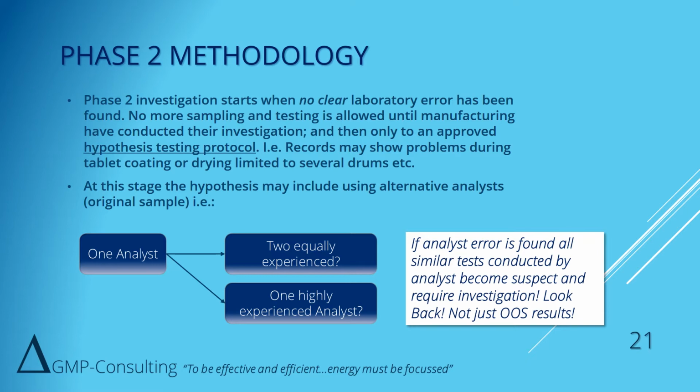An example could be, if the hypothesis testing could be querying the analyst. It may be that usually a senior analyst does the testing on the product and they were on annual leave, and a less experienced analyst was testing it, although you can't really say that because everyone should be trained. So the choice is, for example, 2 equally experienced analysts or 1 highly experienced analyst. The problem with this is if you do find an analyst error, you're going to have to look at everything they've tested that's similar to that, looking back at other batches, which is quite a big problem to solve.